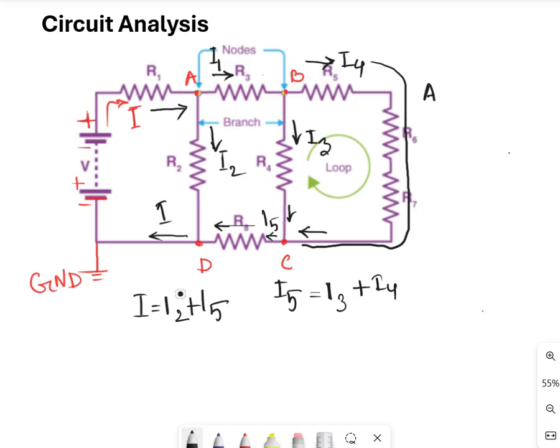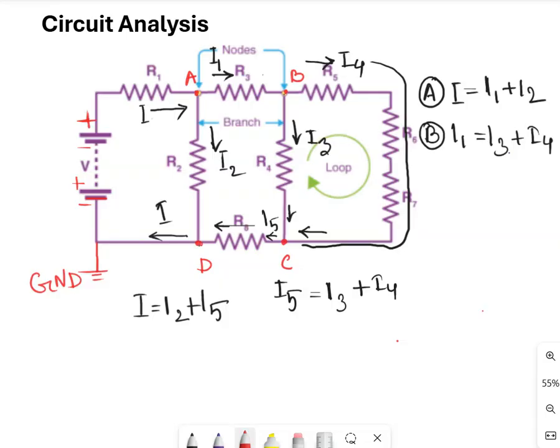Same as at node A, we can write down that the current I is injected. I is equal to I1 plus I2. Likewise, at node B, we could write down I1 is equal to I3 plus I4. Hope you understand this part, right?